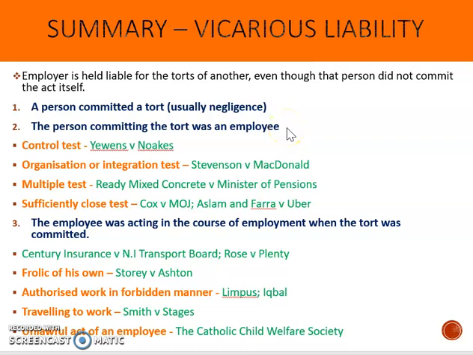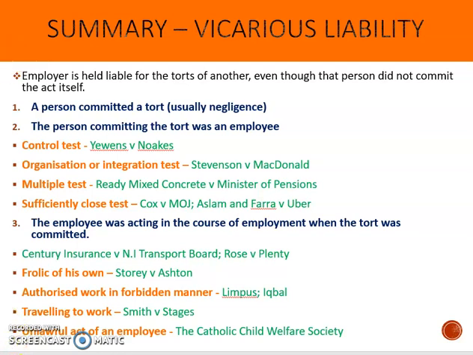Second requirement is that the person committing the tort was an employee. So they've got to meet these tests here that we've got our cases on for deciding whether they're an employee versus an independent contractor. And requirement 3, they must have been acting in the course of employment when the tort was committed. And this is where you've got to consider, were they actually doing their job just in a negligent way, or were they on a frolic of their own so that the employer is not responsible?